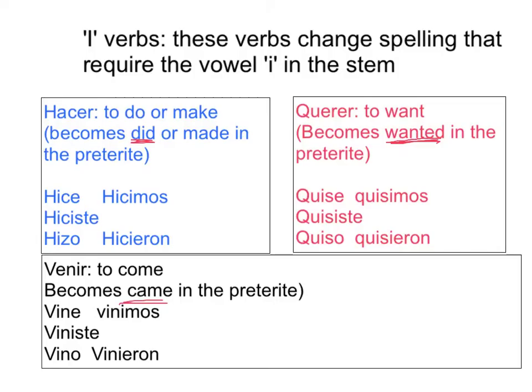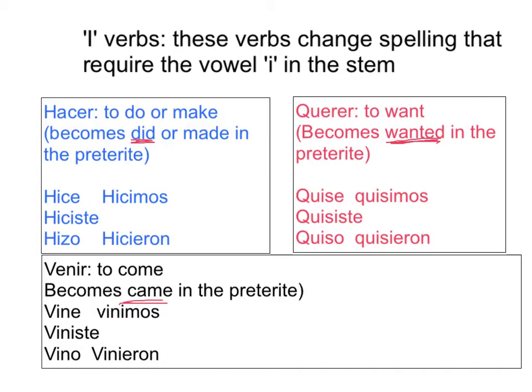These are the 3 verbs that we call I verbs. These verbs don't have I's in the stem, meaning before the ER or the IR, but once you put them in the preterite, you're going to have an I in them. That's what makes them together as a group, I verbs. Pay attention to the endings. They're different than the endings we've already used.